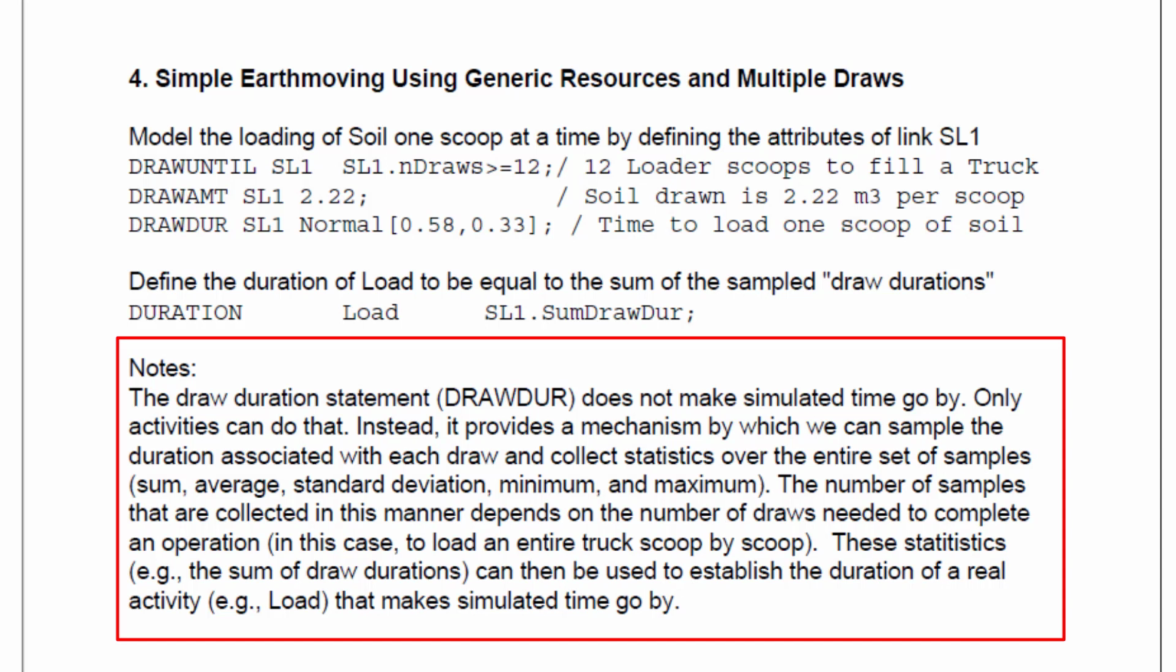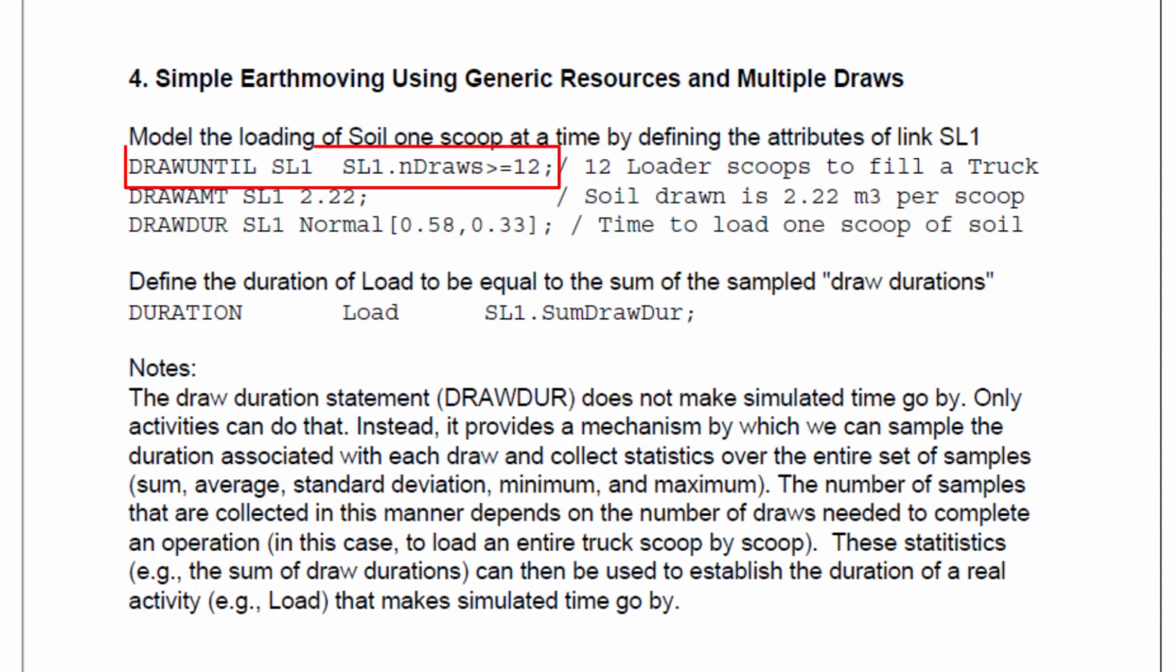The number of samples that are collected in this manner depends on the number of draws, and in this case the number of draws is controlled by the draw until statement. The draw until statement allows us to draw 12 times, until the number of draws through link SL1 is greater than or equal to 12.